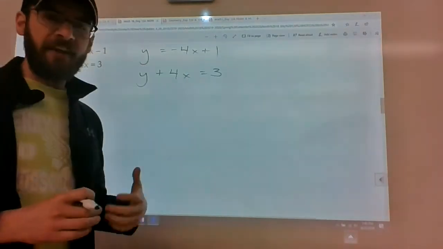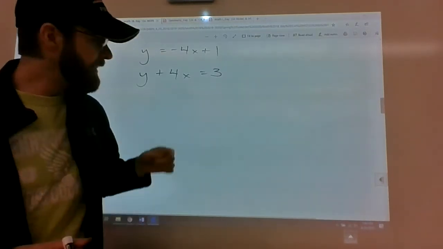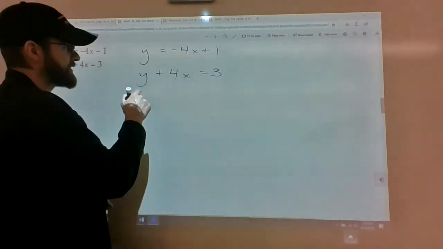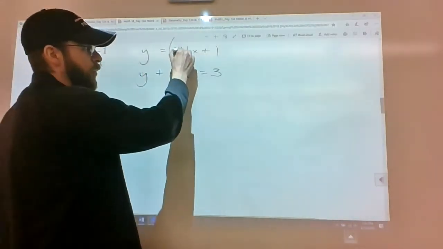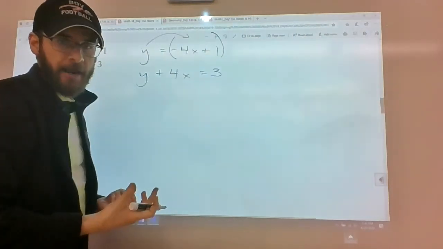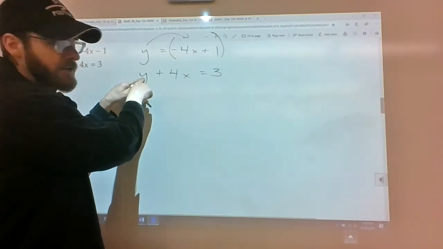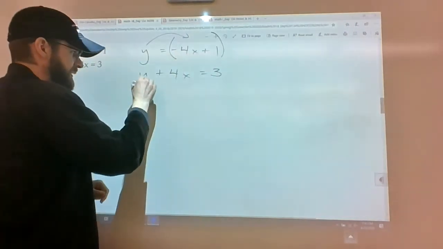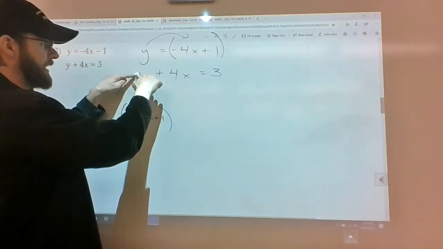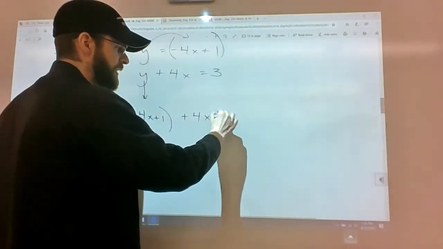Okay? So, in fact, in this situation, I think what I'm going to do is just use substitution because y is already by itself. All right, so what substitution says is if y is by itself in one of the equations, what you can do is take that what y equals, and that's going to totally replace the y in the second equation. So negative 4x plus 1 is going to replace this y value. And then you still have the plus 4x equals 3.